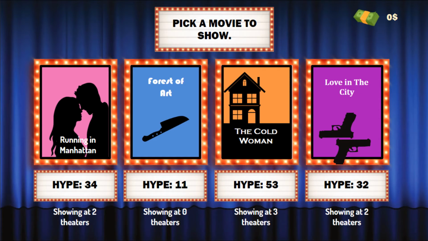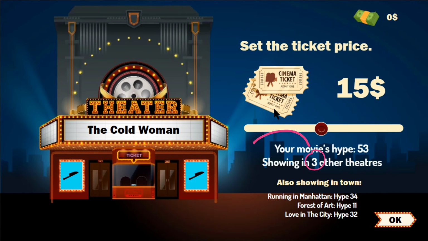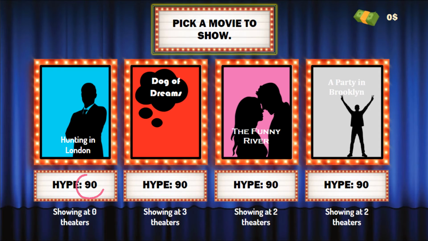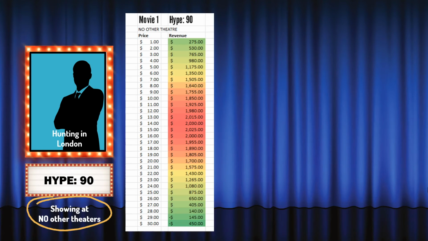So now there's going to be a number of other theaters that are showing the same movie as you, and so that's another factor that you have to account for in setting your ticket price. Again, here I start by isolating supply. So at first, all the movies have the same level of hype, so the only difference is how many people are showing it. And you learn that you're usually better off showing a movie that nobody else is. So if I choose this movie, I'll have exclusivity.